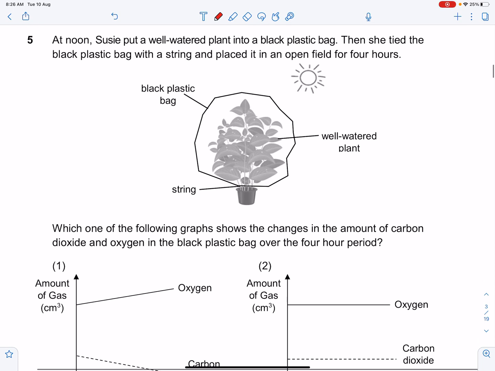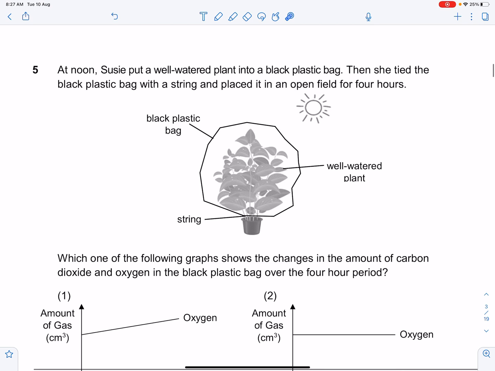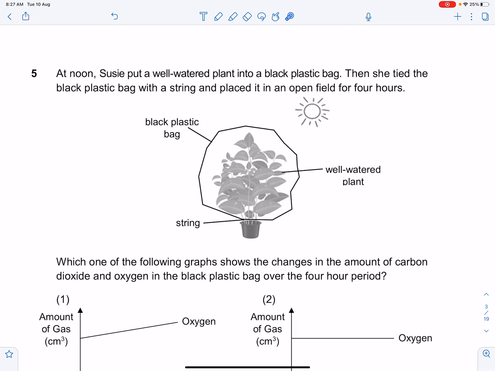Next. Okay, at noon, Susie put a well-watered plant into a black plastic bag. She tied the black plastic bag with a string and placed it in an oven for 4 hours. So basically, when we read questions, once again, we always want to have a good idea of what questions they are really asking. So this question is related to photosynthesis.